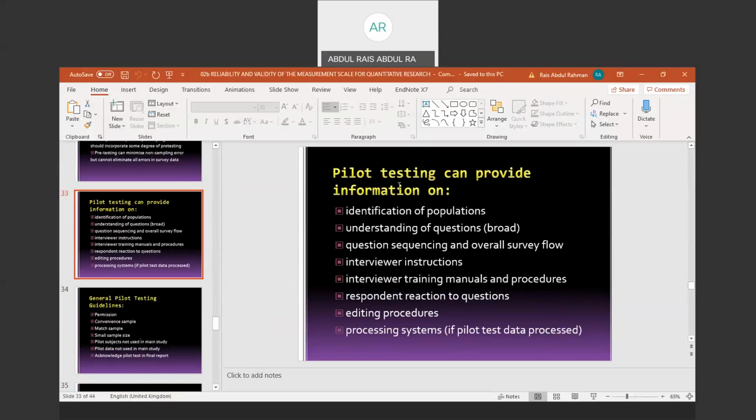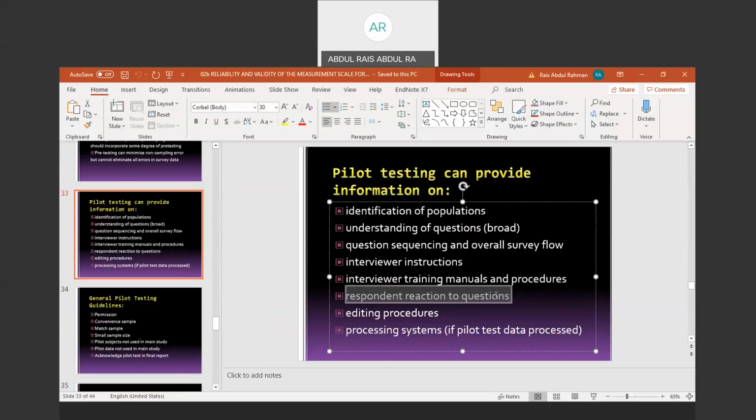So these are some of the informations that the pilot test can provide. Some among them are the identification of population, the sequencing, interviewer instructions. Yang paling penting ni, respondents reaction to the question. Dia tenang jawab ke ataupun dia duduk garuk, apa ni macam nak jawab, ataupun mengeluh, ada lagi panjangnya.